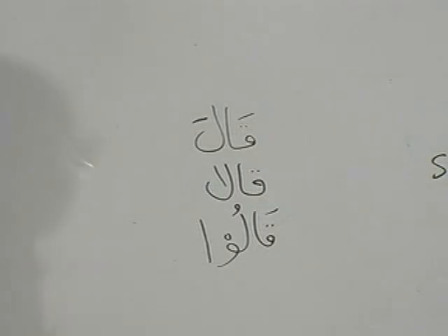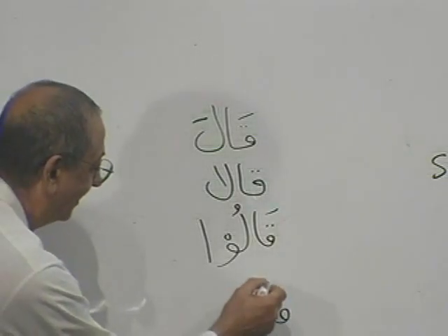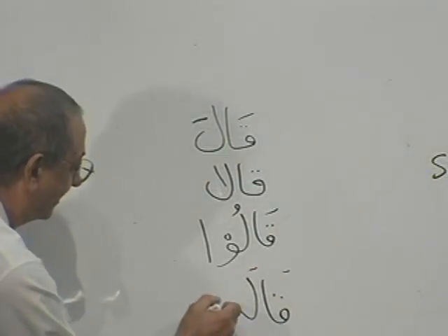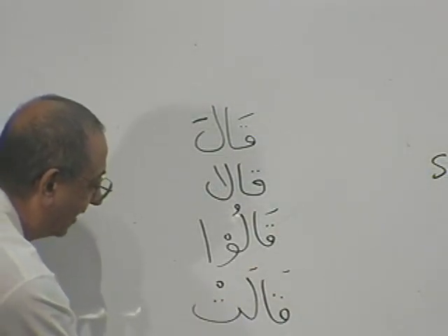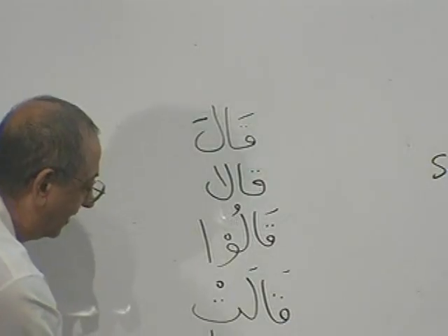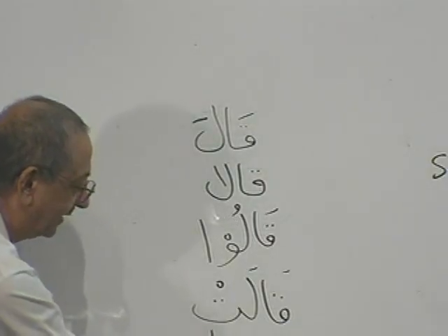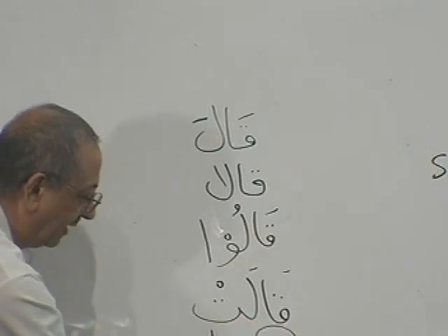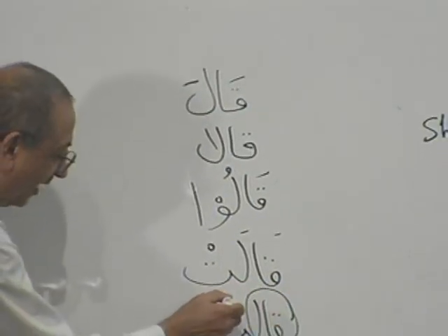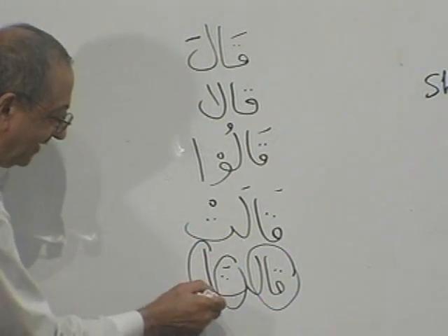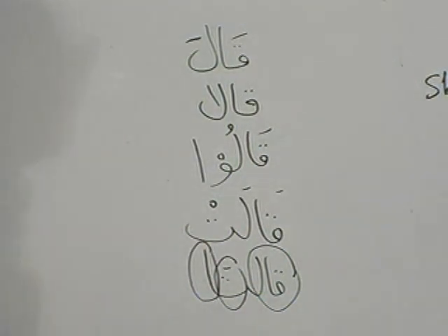And what will be the next one? Qalat. Qalat. And the next one? Qalata. Okay, if you divide this into different parts: verb, ta ta'nith, and then fa'il. Yeah, see, you got it. See, with how much ease you could do it, brother. So with a little practice, inshallah, you will go a lot ahead.